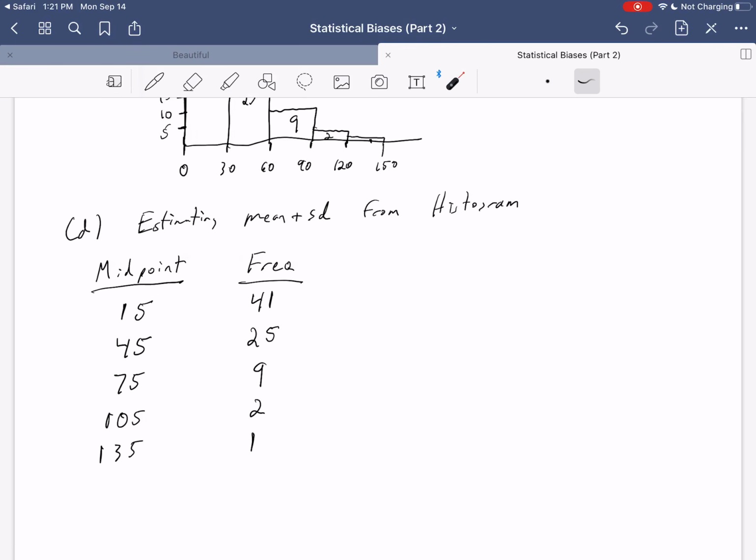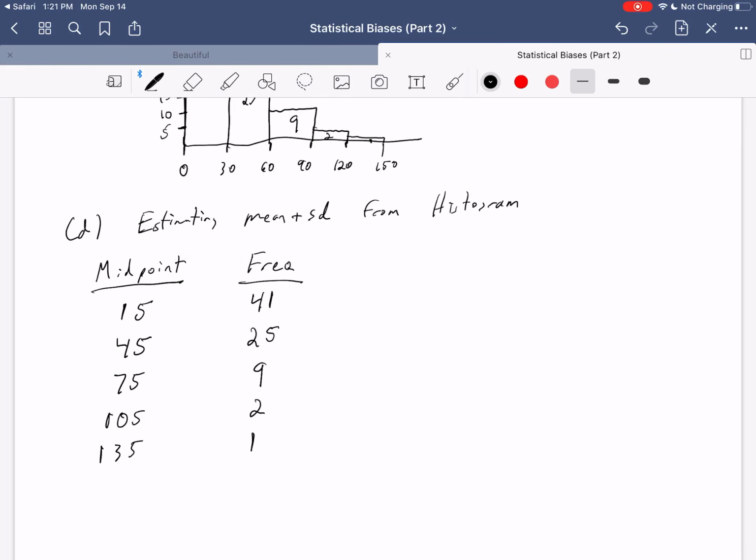So what we're basically doing is imagining our data as 41 people who all said 15, 25 people who said 45, 9 people who said 75, 2 people who said 105, and 1 person who said 135. That's the best estimate we can do. Now, of course, we don't want to have to type into our calculator 41 15s or 25 45s, so we can do a little trick here.